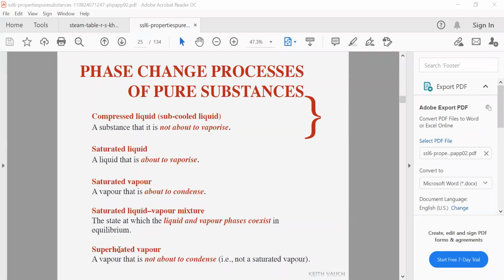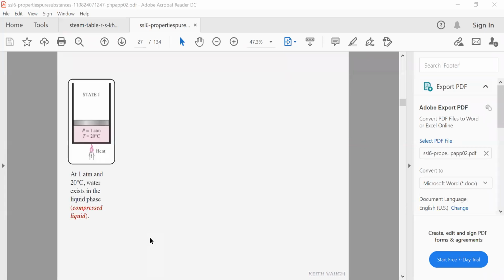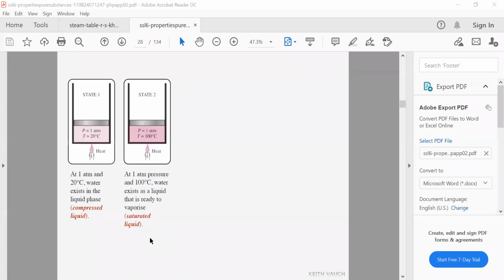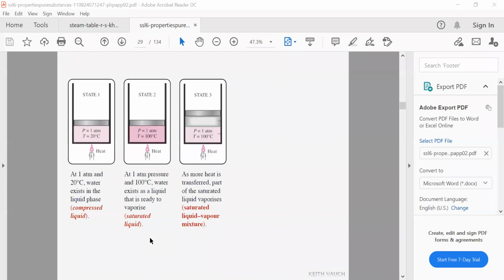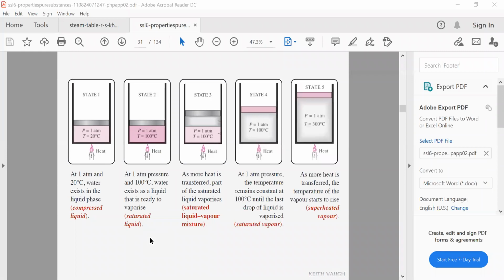Next we have one more vapor, that is superheated vapor. A vapor that is not about to condense is called superheated vapor. In the case of superheated water, it will be heated more than 100 degrees centigrade. See these examples, you can understand the difference between the different cases.